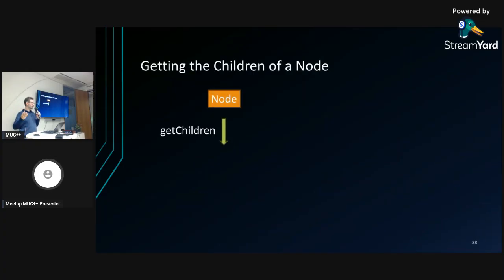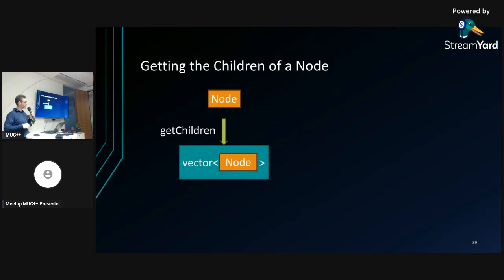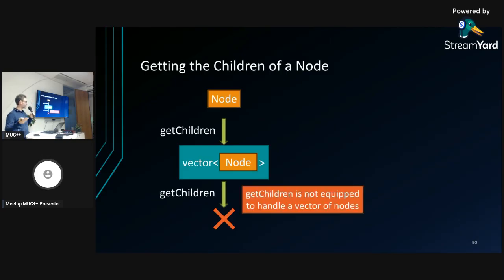We have a node in a tree-like structure and it has a function called getChildren. It's not important how that works exactly. What's important is there could be multiple children. So we get a vector of nodes. If we want to repeat this process and get the grandchildren, that's not going to work because getChildren is not equipped to handle a vector.